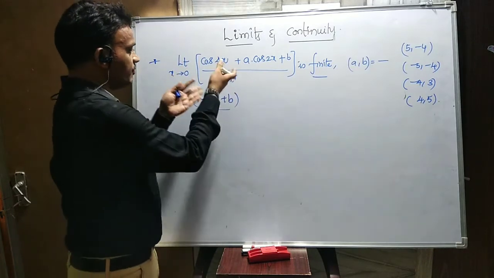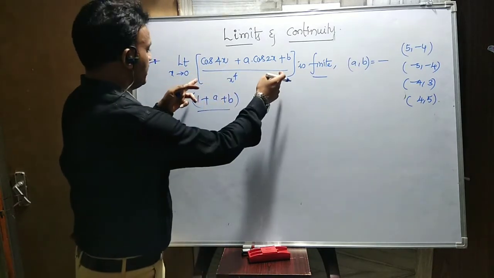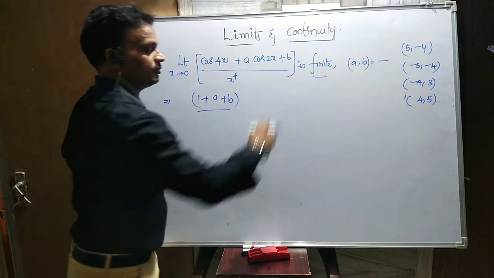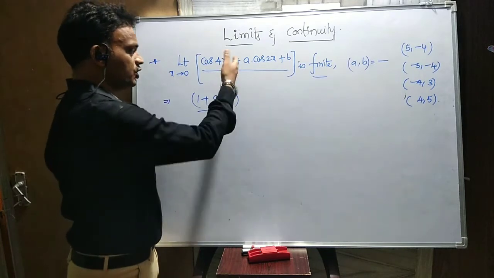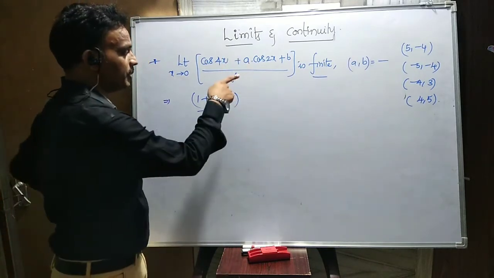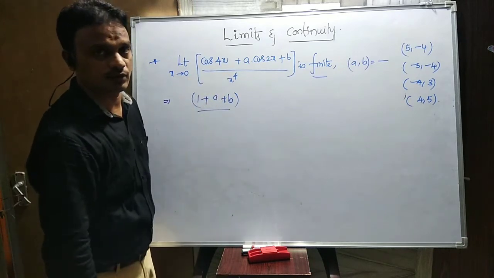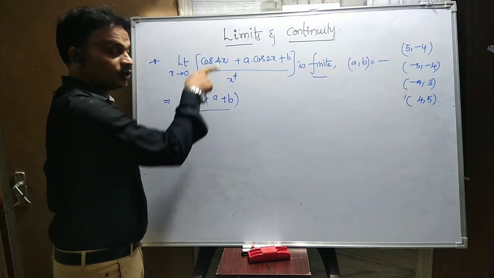Okay, but here if the denominator is 0, the function is not defined. But clearly they have given that it is a finite value. Yes, that means whenever you are going to get that 0 by 0 form, to get it finite, we are going to apply the L'Hospital rule. Am I right or not? That is whenever you are going to get the 0 by 0 form.